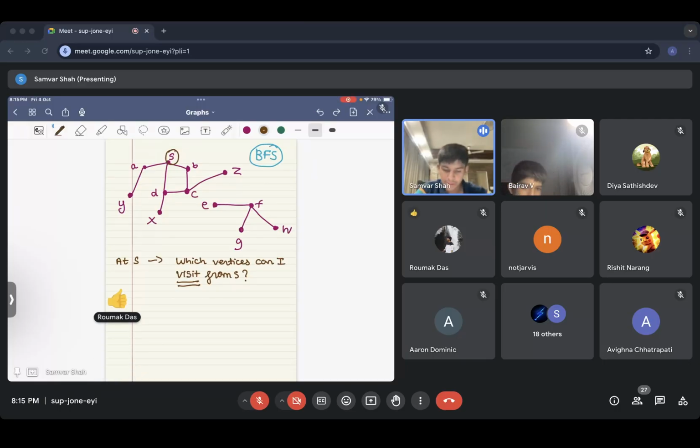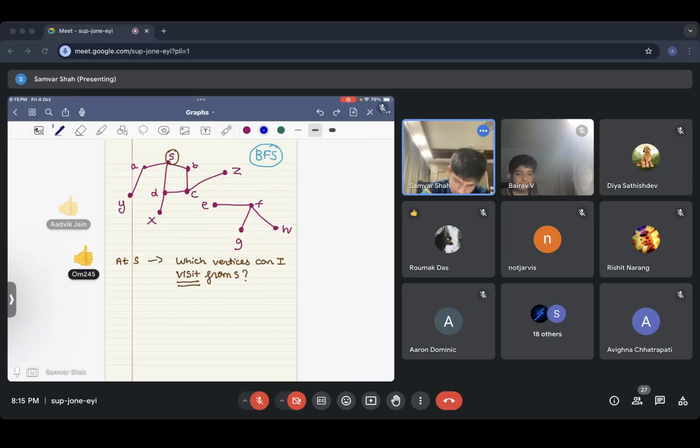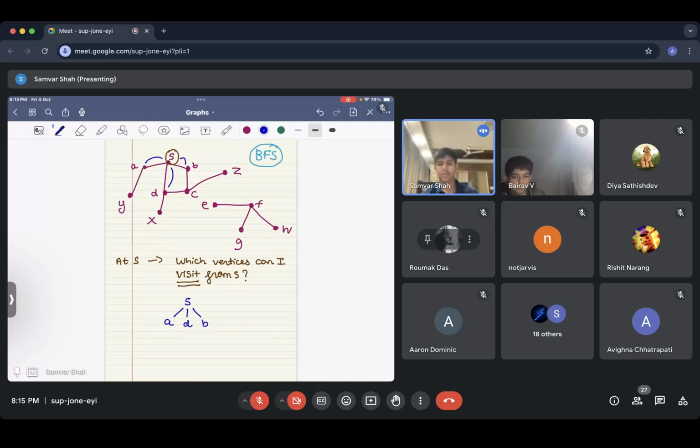So intuitively, what would we do? Let's say we have S, which I'm going to draw here. I say, okay, I can go from S to A, or I can go from S to B, or I can go from S to D. So let me just draw out all three cases: S to A, S to D, S to B. Now you say, okay, I can reach these three.